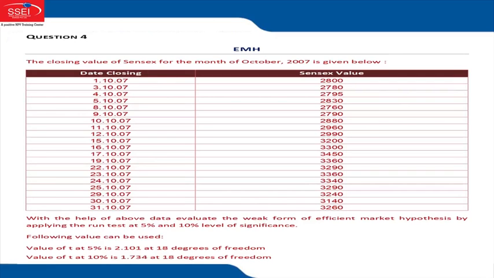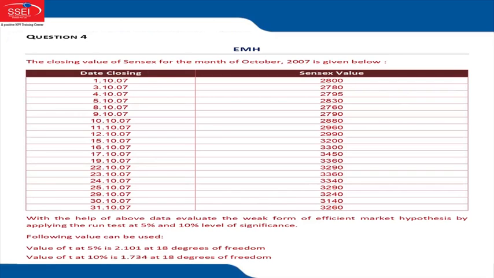If you look further down, what's the question saying? With the help of the above data, evaluate the weak form of the efficient market hypothesis by applying the runs test at 5% and 10% level of significance. Now, you know that there is something called the T distribution. In the T distribution, we have N1 plus N2 minus 1, that is 18 degrees of freedom, because N1 means the number of pluses and N2 means the number of minuses. From the question it's apparent that there would be 18 degrees of freedom, because the value of T is given only at 18 degrees of freedom.